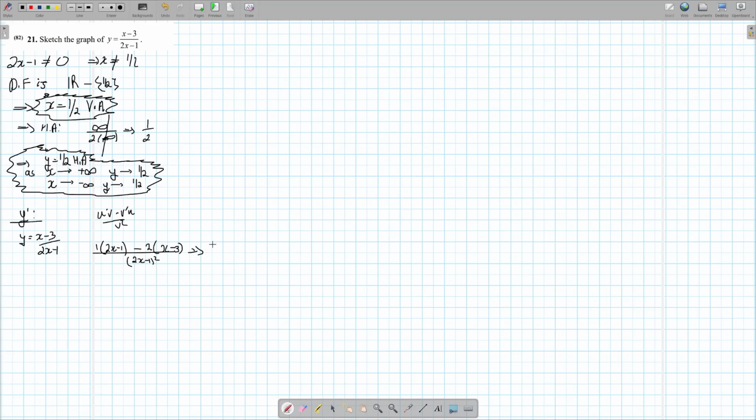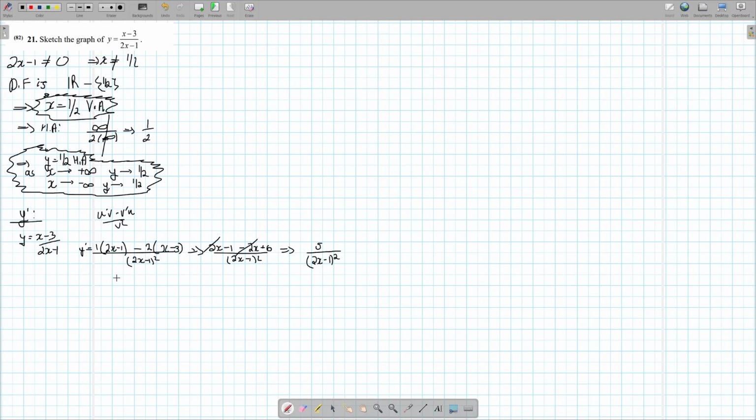So you're going to get 2x minus 1 minus 2x plus 6, because I just distributed the negative 2, over 2x minus 1 squared. You don't need to expand the denominator. You're just going to cancel these two. You're going to get minus 1 plus 6. You're going to get 5 over 2x minus 1 squared. This is y prime.